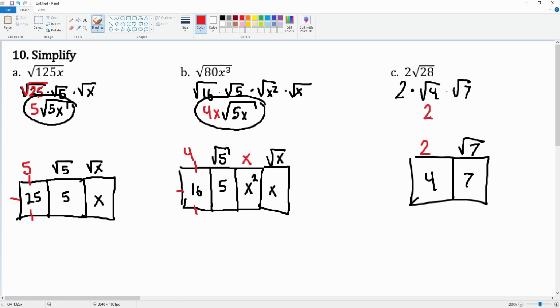The radical 4 becomes 2, bring everything else down. 2 times 2, and the multiply by radical 7 comes down. 2 times 2 is 4 times radical 7. That's your answer for C.